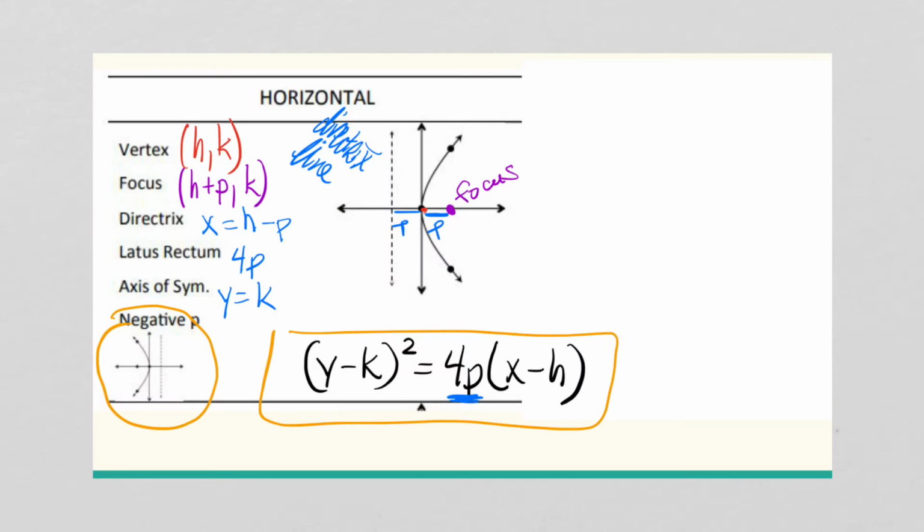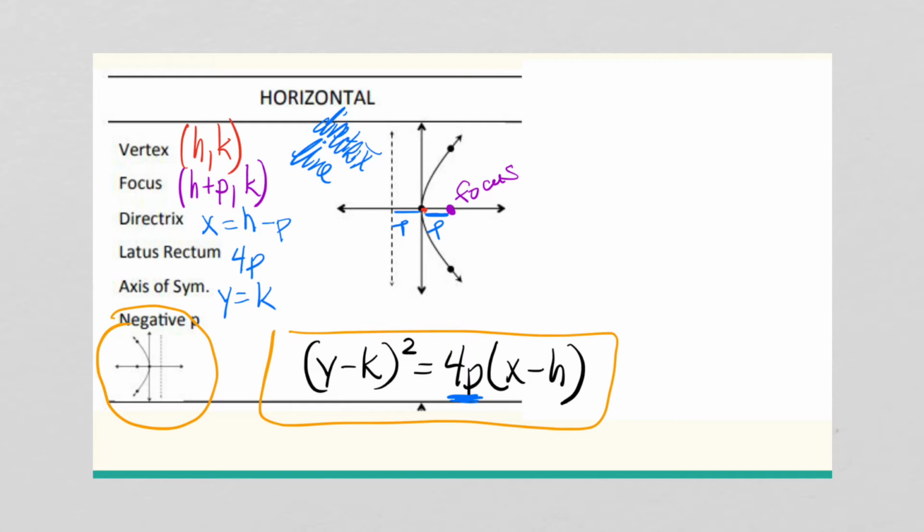All right, so we have different types of parabolas. We have a horizontal one. So we have it going to the left and to the right-hand side, depending if the P is positive or a negative P. So we have something called a vertex, which is that red dot there, H comma K. We have a focus there, which is inside the parabola, a distance away from the vertex, and it's H plus P comma K. We have a directrix line, which is that line there in the dotted line. That's X equals H minus P.